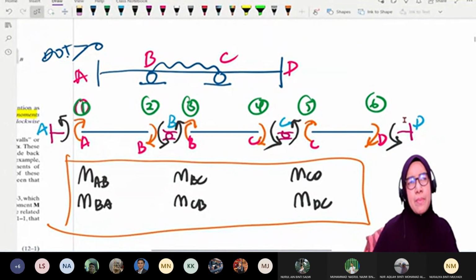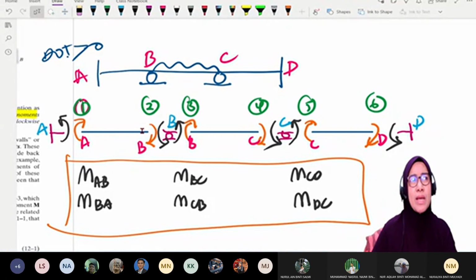Do you still remember moment distribution method? Dah belajar bila? 2 tahun lepas, 3 tahun lepas? Ke dah lupa? Lupa madam. Dah lupa dah. Okay. So yang mana yang ingat tu kan dulu masa belajar masa diploma.